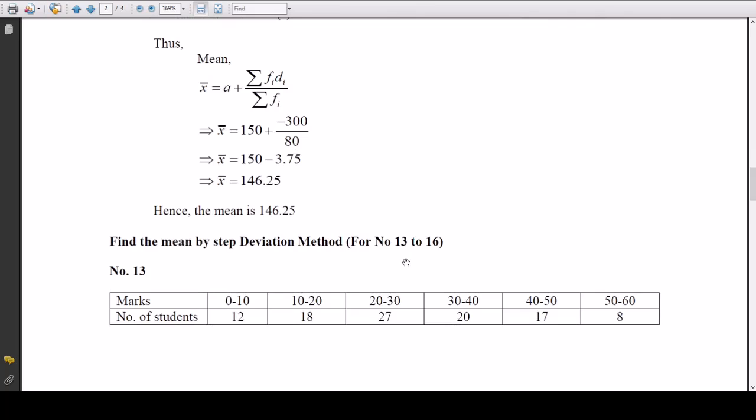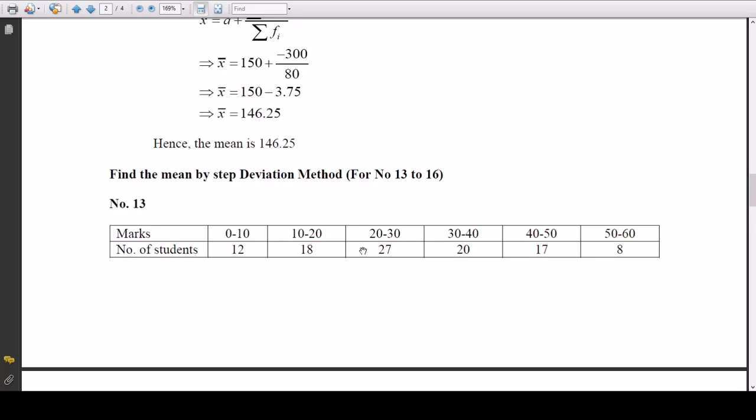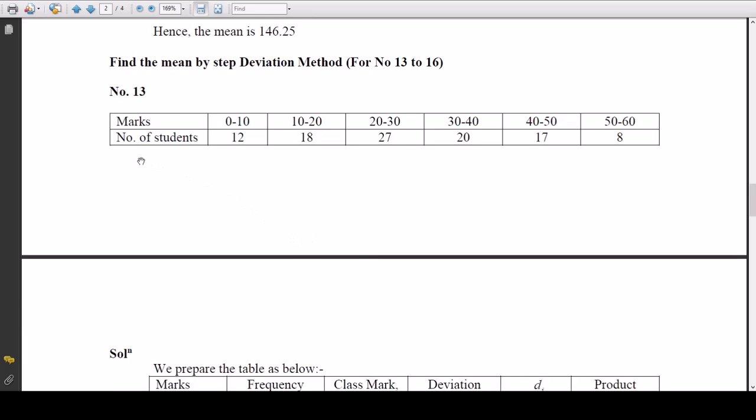Now from problem number 13 up to number 16, we will use another method which is called the step deviation method. Okay, now we have completed two methods: the first method, the second method which is the assumed mean method, and the third method is this step deviation method. In problem number 13 is given the marks and the number of students getting these marks.